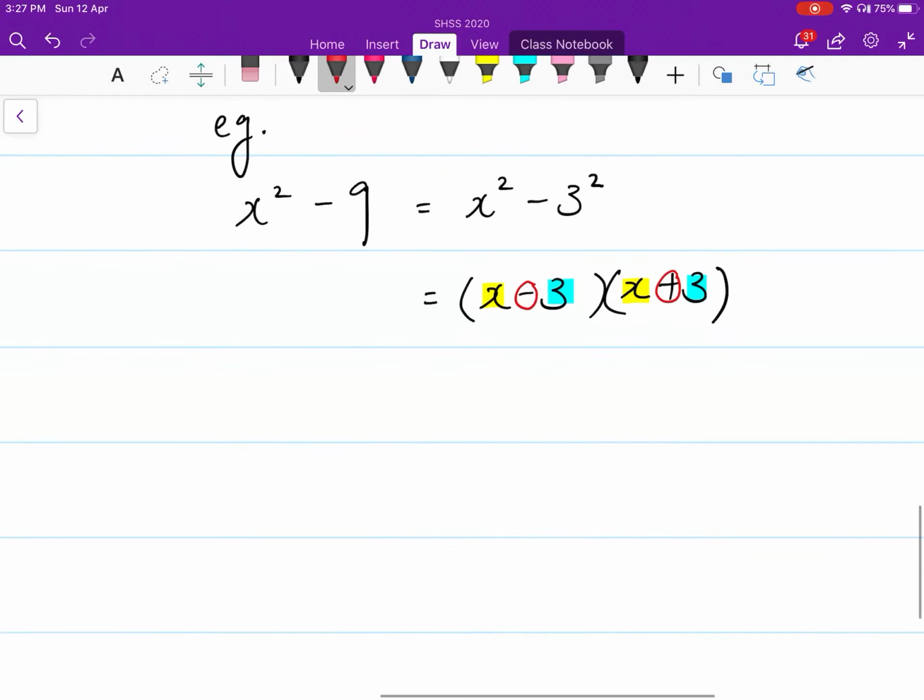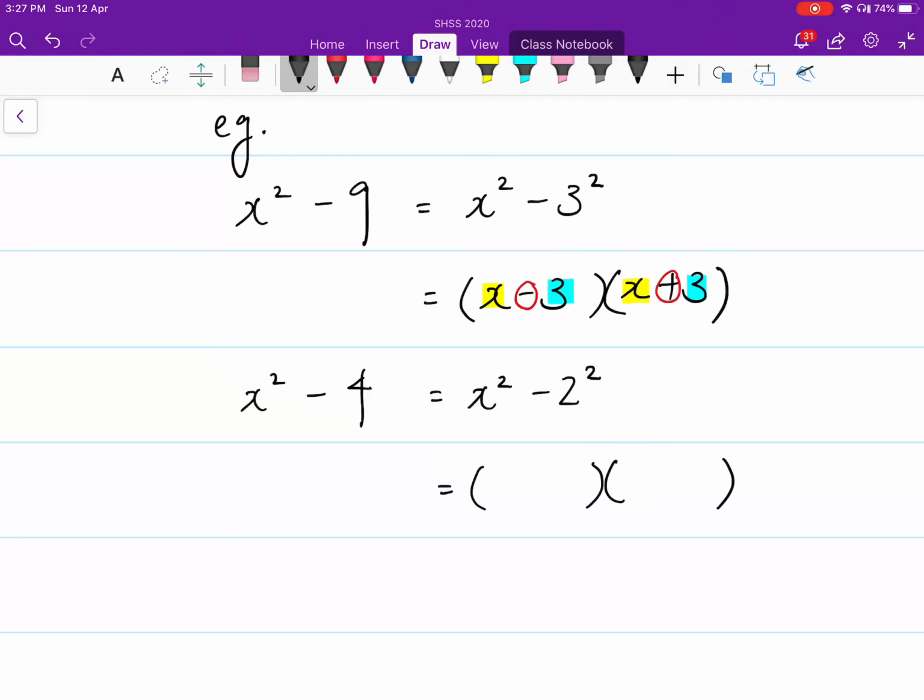Let me give you another example. X square minus 4. As all of us know, 4 is 2 square. So it's x square minus 2 square. Now, if we factorize, you will have the x and the x here, which is the same. The 2 and the 2 here, which is the same. And in the center, one is minus and one is plus.